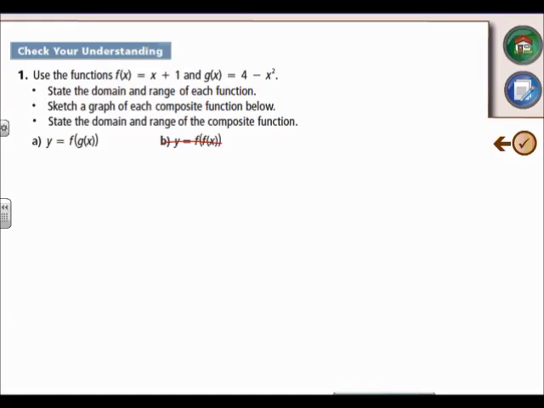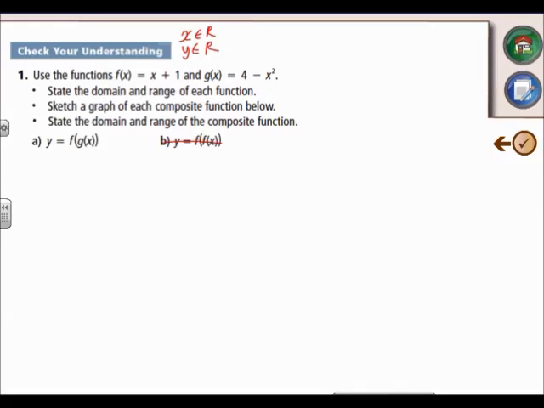We're going to take what we just learned and try it out for ourselves. Use the functions f and g. So let's state the domain and range of each to start with. Okay, well, we know that first one. Hey, that's a line. That's linear. So it's all real x, all real y. Good, that one's easy.